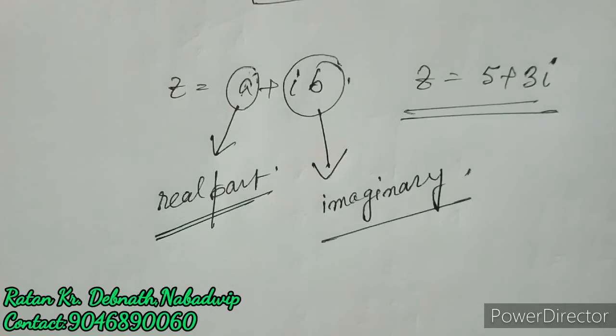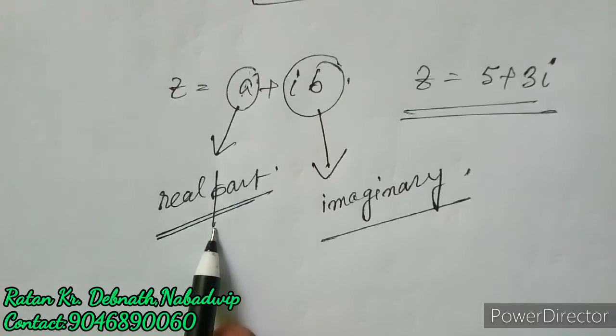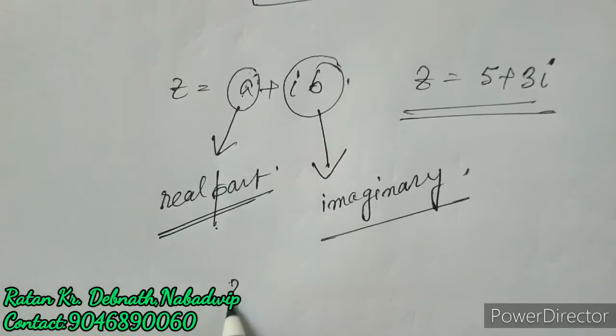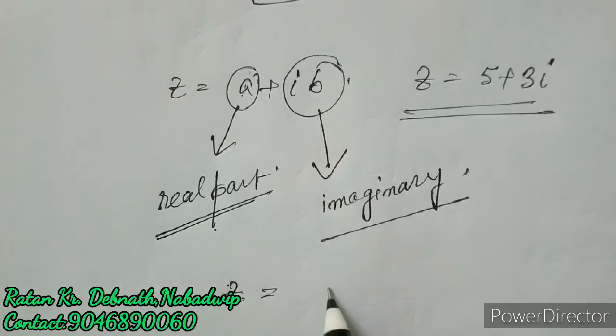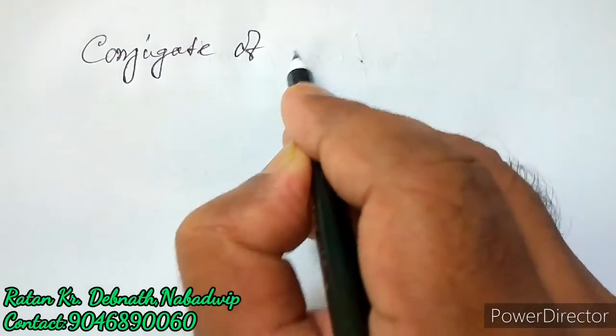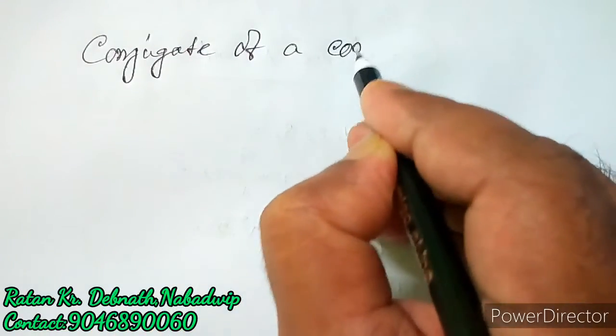It is not that in a complex number both a real part and an imaginary part are required. A complex number may be introduced like this also. 3i is a complex number where the real part is 0. Conjugate of a complex number.